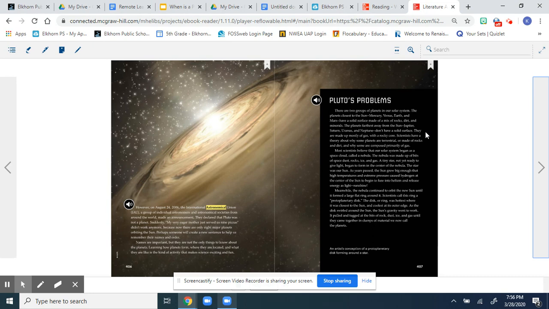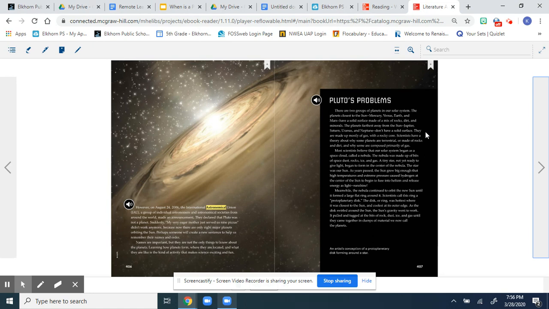As years passed, the sun grew big enough that high temperatures and extreme pressure caused hydrogen at the center of the sun to begin to fuse into helium and release energy as light, sunshine. Meanwhile, the nebula continued to orbit the new sun until it formed a large, flat ring around it. Scientists call this ring a protoplanetary disk. The disk or ring was hottest where it was closest to the sun and coolest at its outer edge.